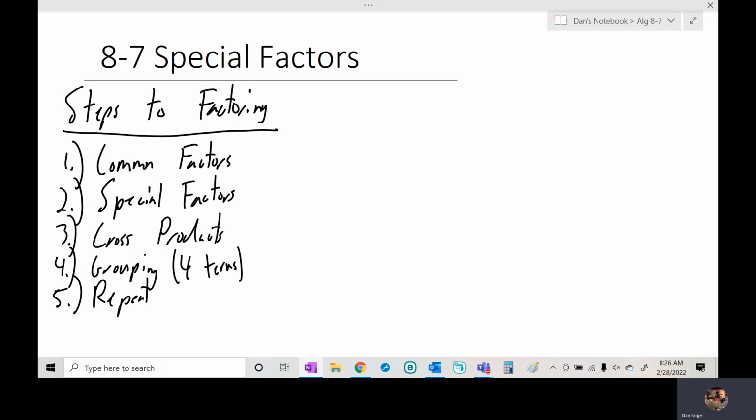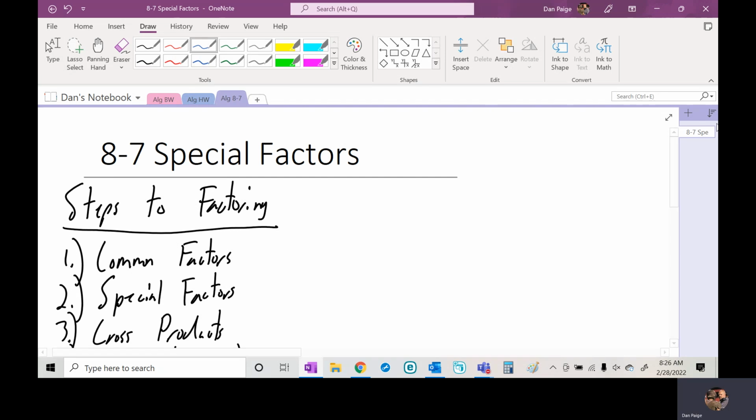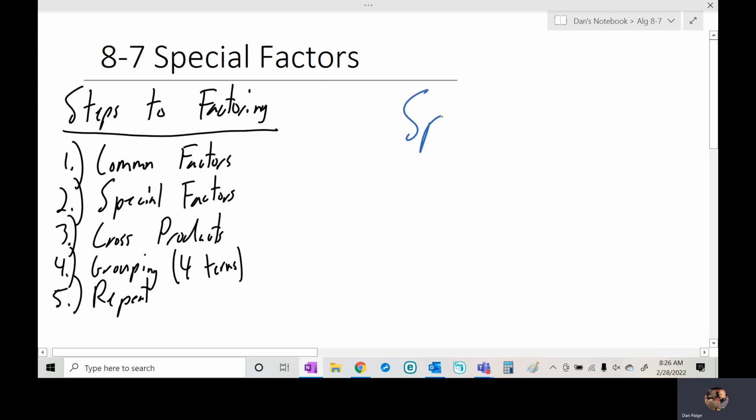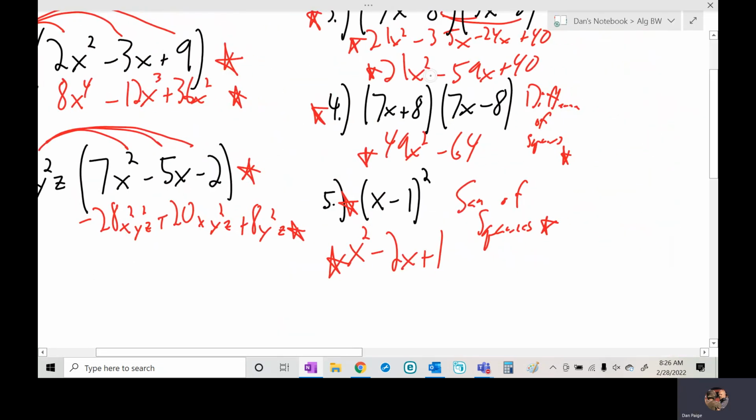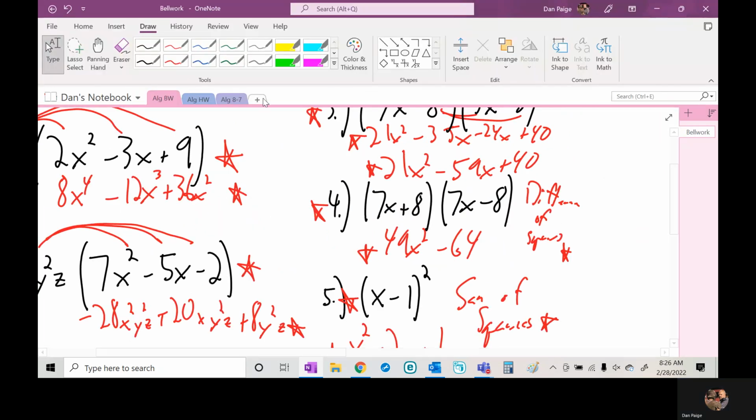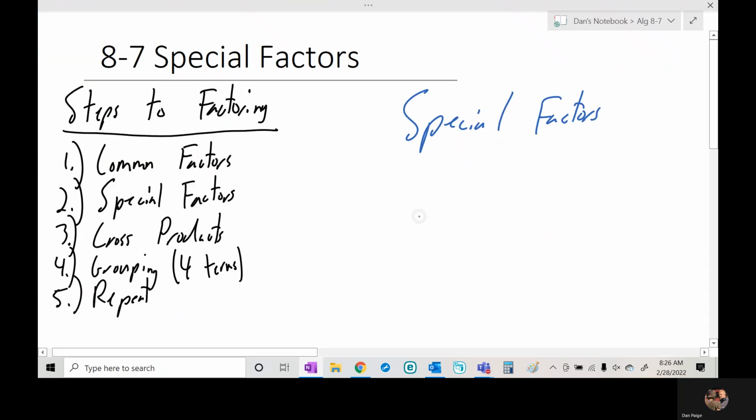So, all right. That takes us to today. We're going to talk about special factors. We have already talked about these special factors in our bell work. We are doing the backwards version of numbers 4 and 5, the backwards version of a difference of squares and the sum of squares. So the first thing I want to do is help us identify each one of them. We'll start with difference of squares.